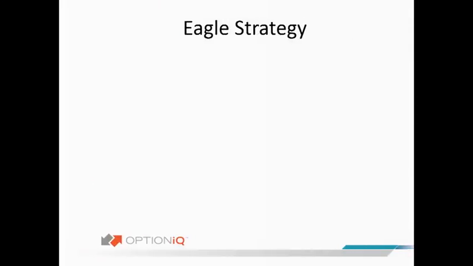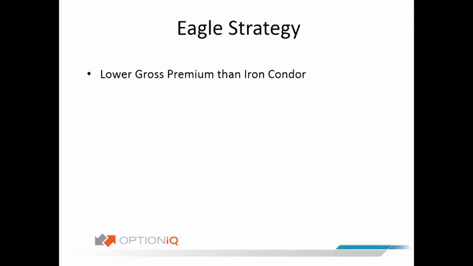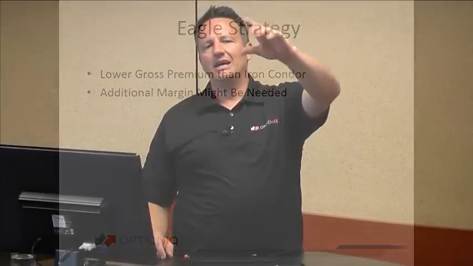Now, with the eagle strategy, you're going to make a lower gross premium than the iron condor. So you're not going to target as high of a gross premium. And additional margin might be needed. So on this trade, you could have a margin call. Because you're uncovered on the top, or naked, if the market runs up and rallies and gets really close to where you've sold your calls, you might be asked to put up more money to maintain the trade. That's known as a margin call. And if you don't put the money up, your trade can be closed out by your broker. So in the event of a margin call, either add more money to your account or you would have to liquidate some of your positions to eliminate the additional risk.